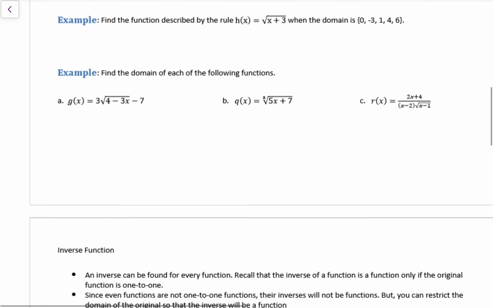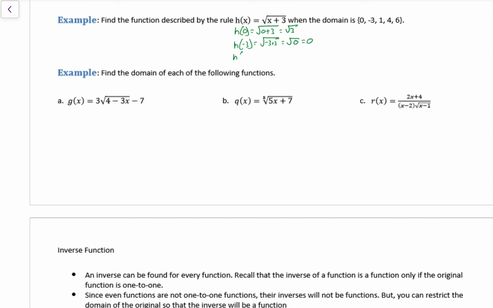All right, just looking at functions here, find the function described by the rule h of x equals the square root of x plus 3 when the domain is 0, -3, 1, 4, 6. So this function we're describing only has 5 points, and we're just going to put those 5 points right into the function. So let's do h of 0. Well, we'll have 0 plus 3, which is the square root of 3. H of -3. Well, that's -3 plus 3, which is the square root of 0, which is just 0.